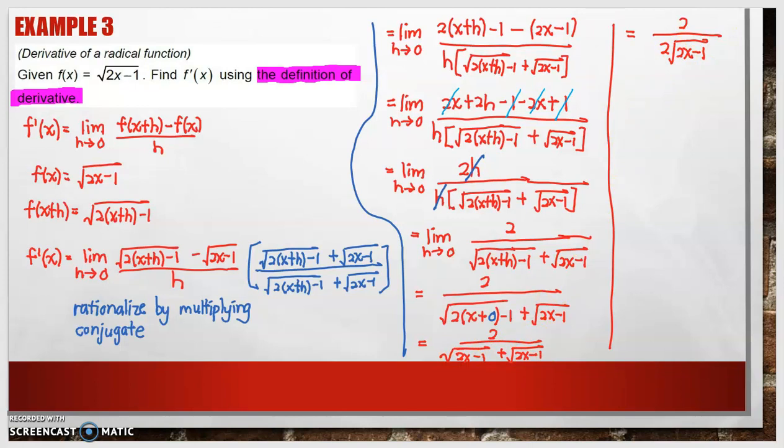After that, I try to simplify, so here I have 1. And finally, the answer will be 1 over the square root of 2x minus 1. So for a question involving a radical function, we need to multiply by the conjugate.